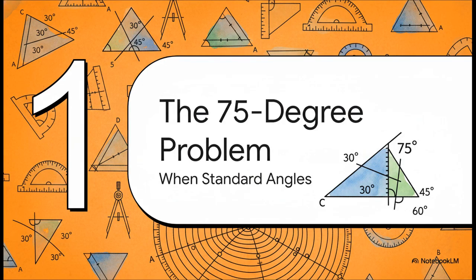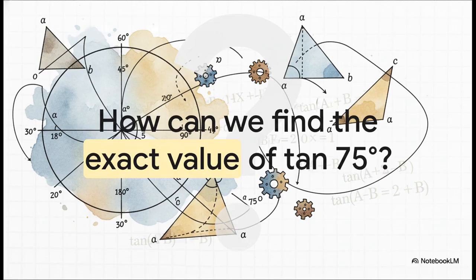All right, so we're starting with a challenge. It's a problem you just can't solve if all you know are your standard 30, 45, and 60-degree angles. So here it is, our big question for the day. How in the world can we find the exact value of the tangent of 75 degrees?